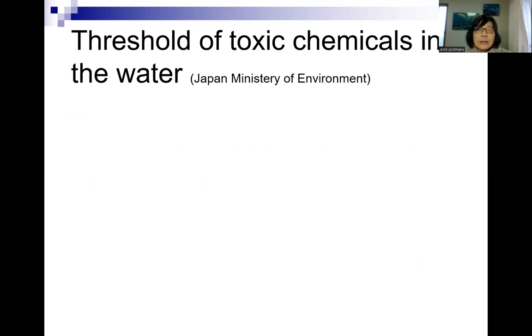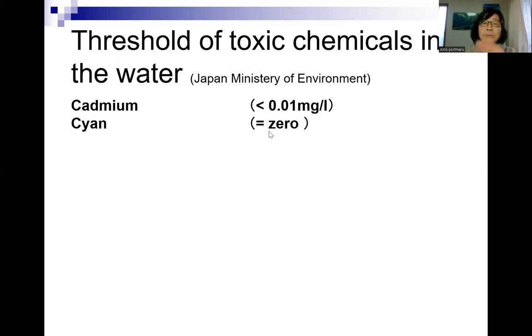So let's see the example for this threshold of toxic chemicals in the water. This is in Japan, Japan Ministry of Environment. This is the threshold for cadmium. This is a poisonous chemical. Under 0.01 milligram per liter. Cyan, none. Must not be detected. If it is detected, that water cannot be used.